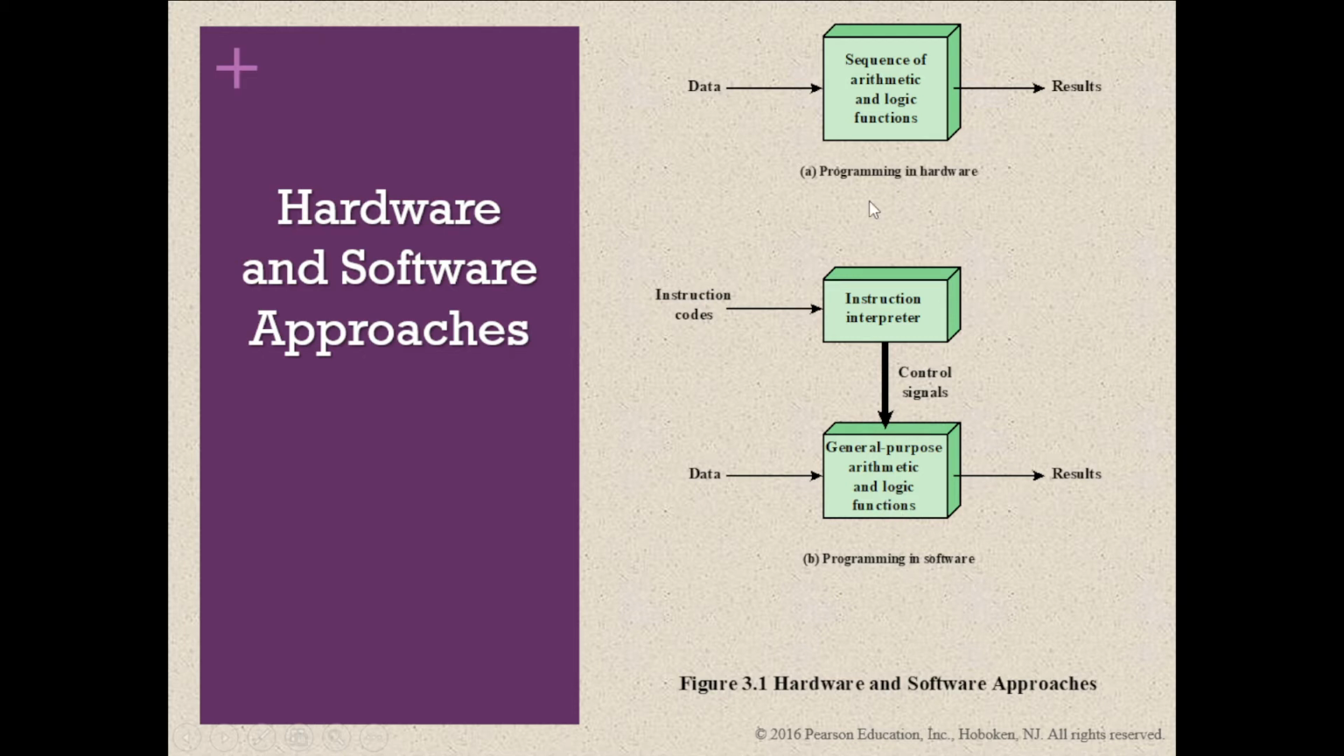So instead of 3.1a, where you need to rewire every time a new operation is needed, which is very taxing, for this 3.1b, programming in software, you don't need to rewire the computer components. So actually, 3.1b is easier to implement.